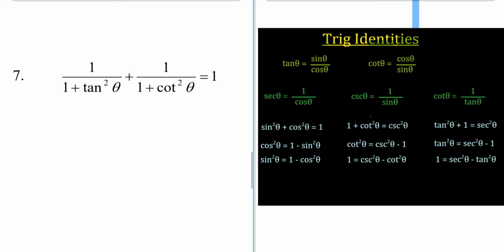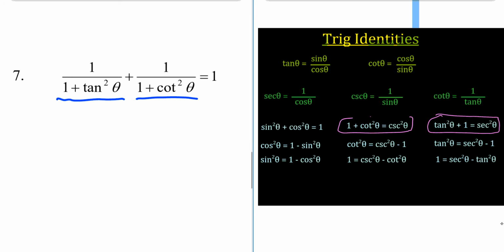I see some Pythagorean identities here, I think. Let's start with this first one, 1 plus tangent squared. Is that over here on the right somewhere? Yep, it is right there. What about 1 plus cotangent squared? Is that somewhere? Sure, it's right next to it. So I can change both of those denominators into what it says over on the right. So we've got 1 over 1 plus tangent squared is secant squared.